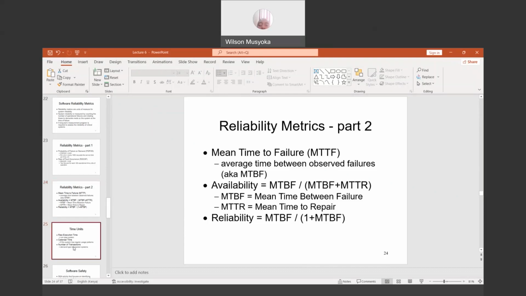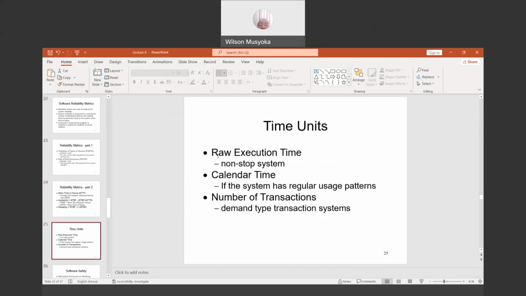And then time in terms of units, we can talk about raw execution time, whereby it is working non-stop. Also, you can talk of calendar time. If the system has regular usage patterns, you can now talk of the system has been running maybe for 1 year, even if it was shut down for maintenance, but it has been running for 1 year without any issues, only maintenance.